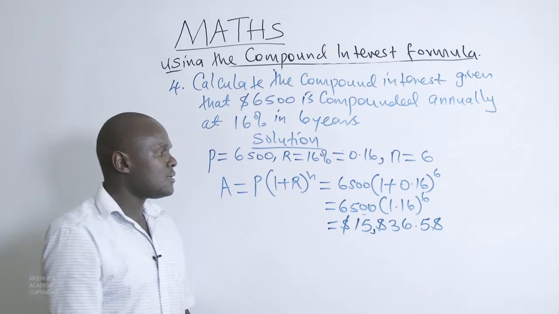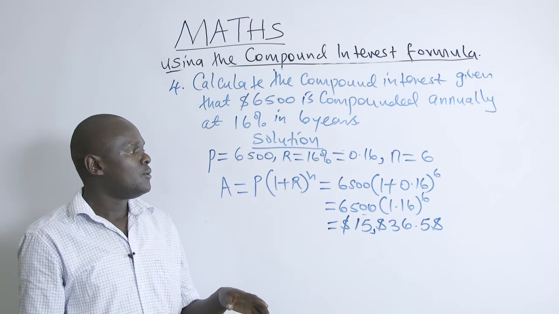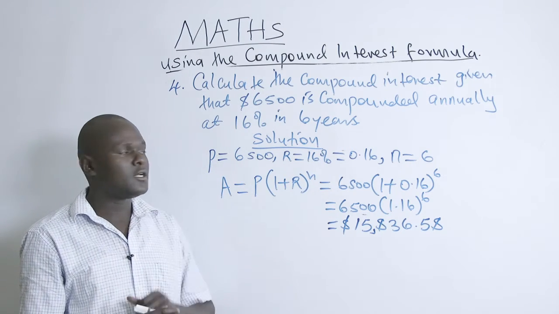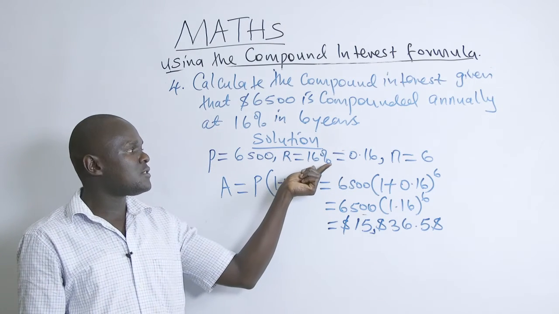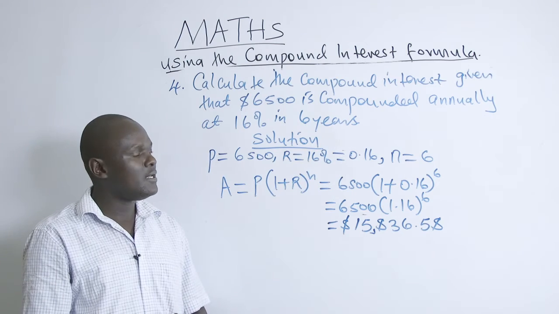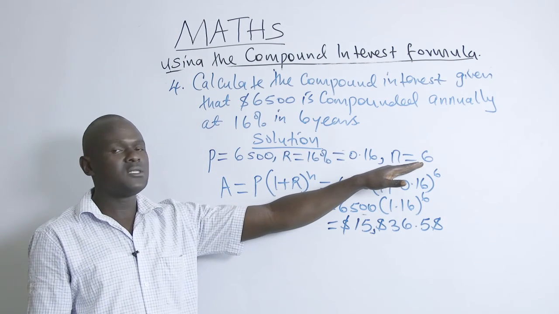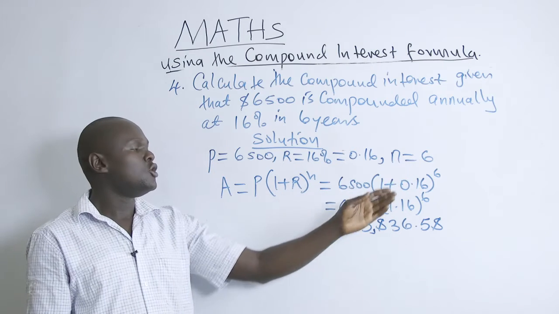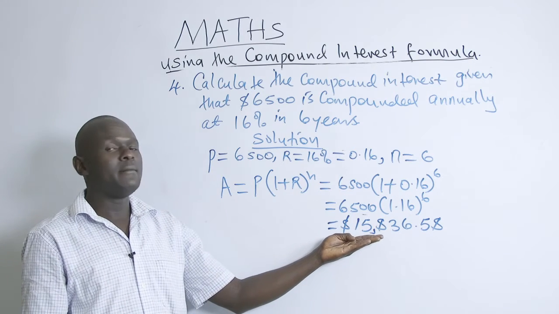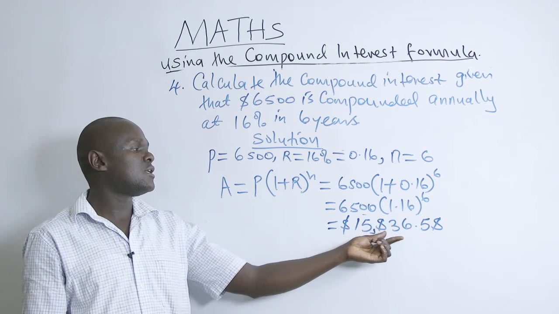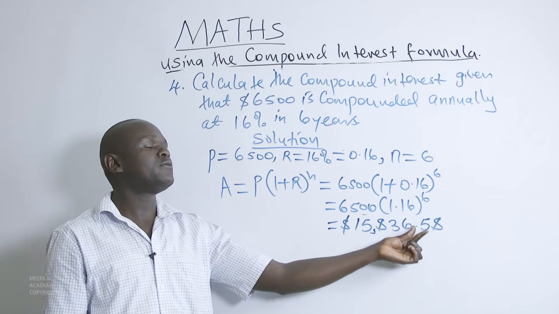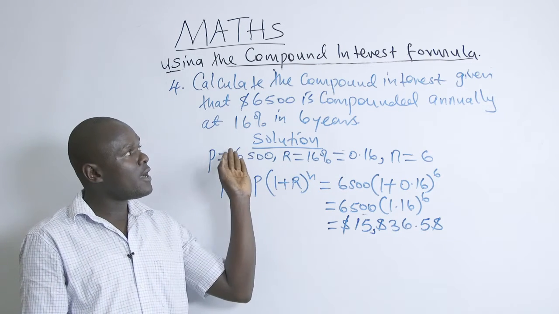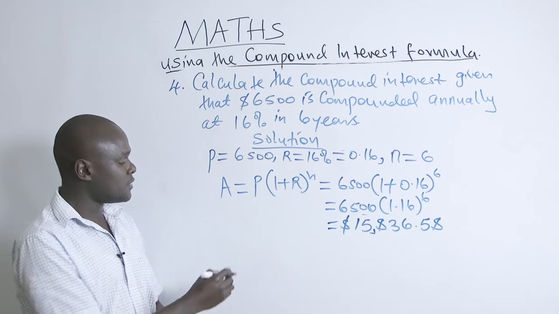So we are saying that if you invest $6,500 at the rate of 16% compounded annually within 6 years, at the end of the 6th year, you will have an amount totaling to 15,836.58. But the question required us to calculate the compound interest.